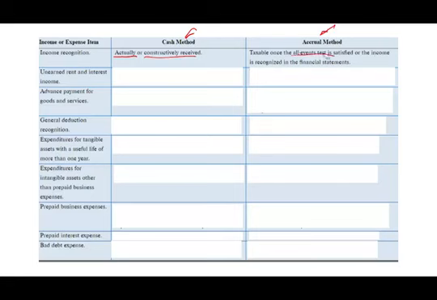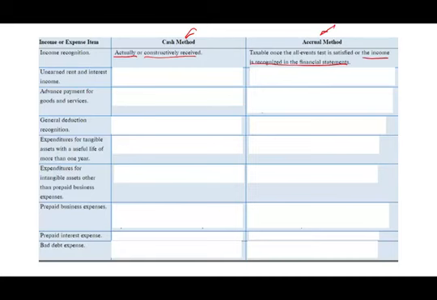Under the accrual method, income is taxable once the all events test is satisfied or the income is recognized in the financial statements. So first, let's start with the easy one. Income is recognized in the financial statements. So if you are using accrual for tax purposes, that's fine. Actually, for certain companies, if your average revenue for the past 3 years is 5 million or above, then you have to use the accrual method for tax purposes.